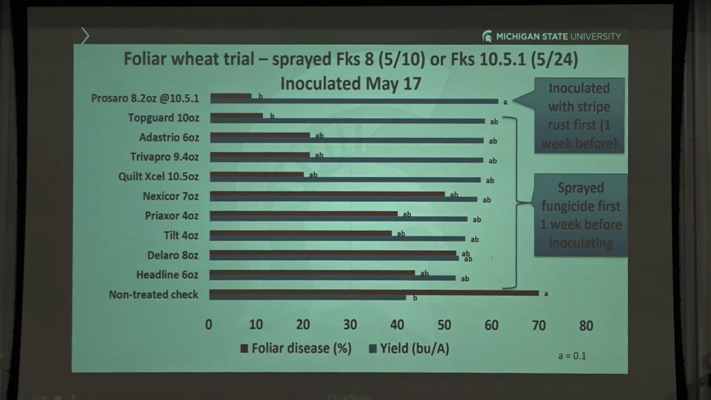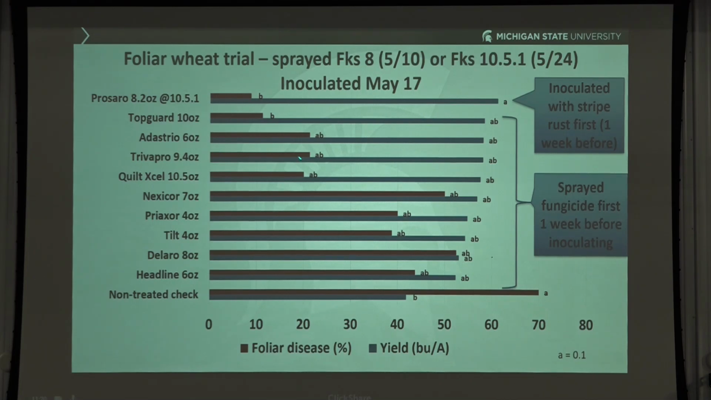So we had a couple of trials out there. This is one where we were looking at foliar products. We sprayed them at that Feeks 8, that flag leaf just emerging growth stage for most of these products. And then one of them, this Prosaro, we put on at flowering. So we had sprayed with the fungicide at that Feeks 8 and then put the stripe rust out there about a week later for these particular set of treatments. And I've got our non-treated check at the very bottom there. Blue bar is yield, so I've stacked it by yield, and red bar is the amount of disease. So we had a lot of disease in that non-treated check that had no fungicide treatment.